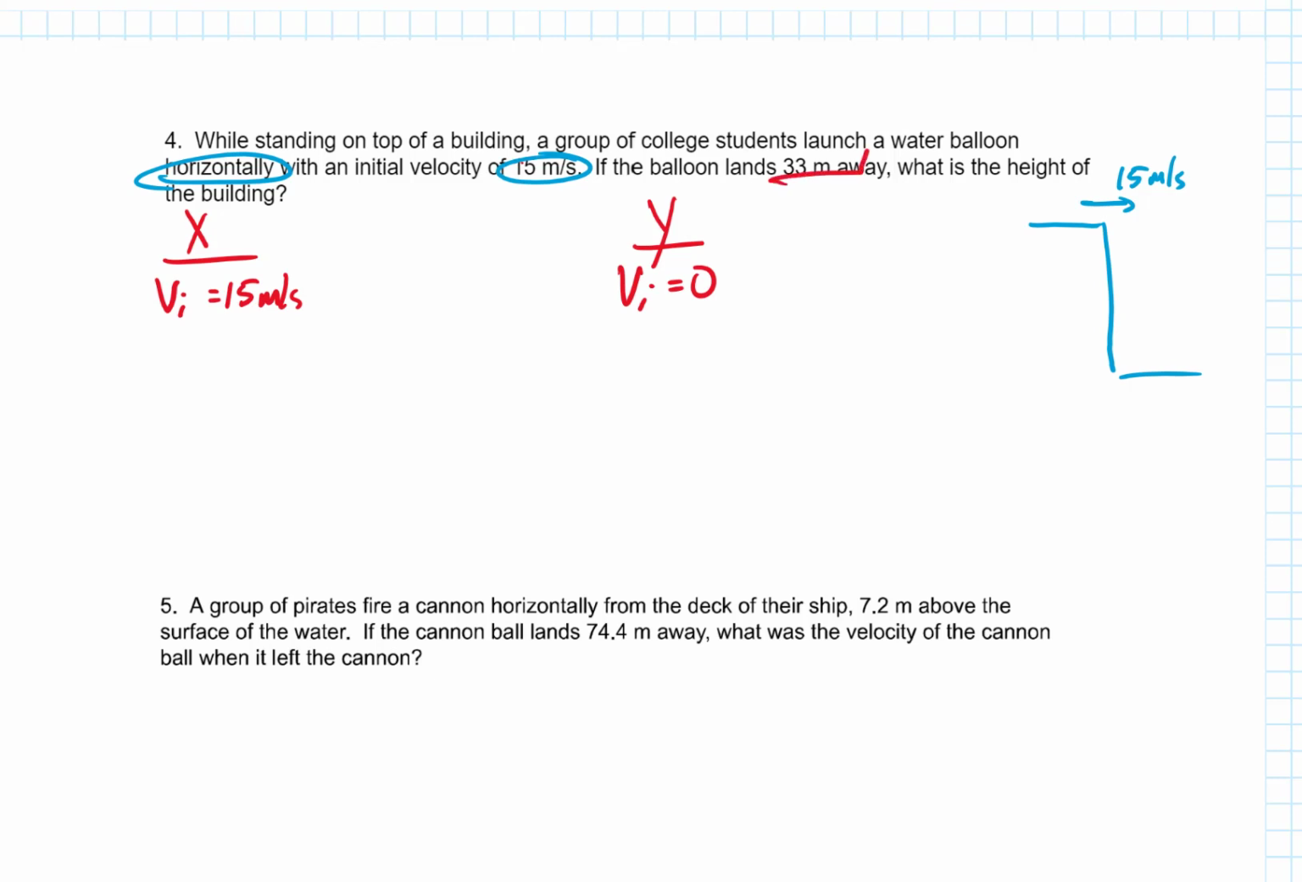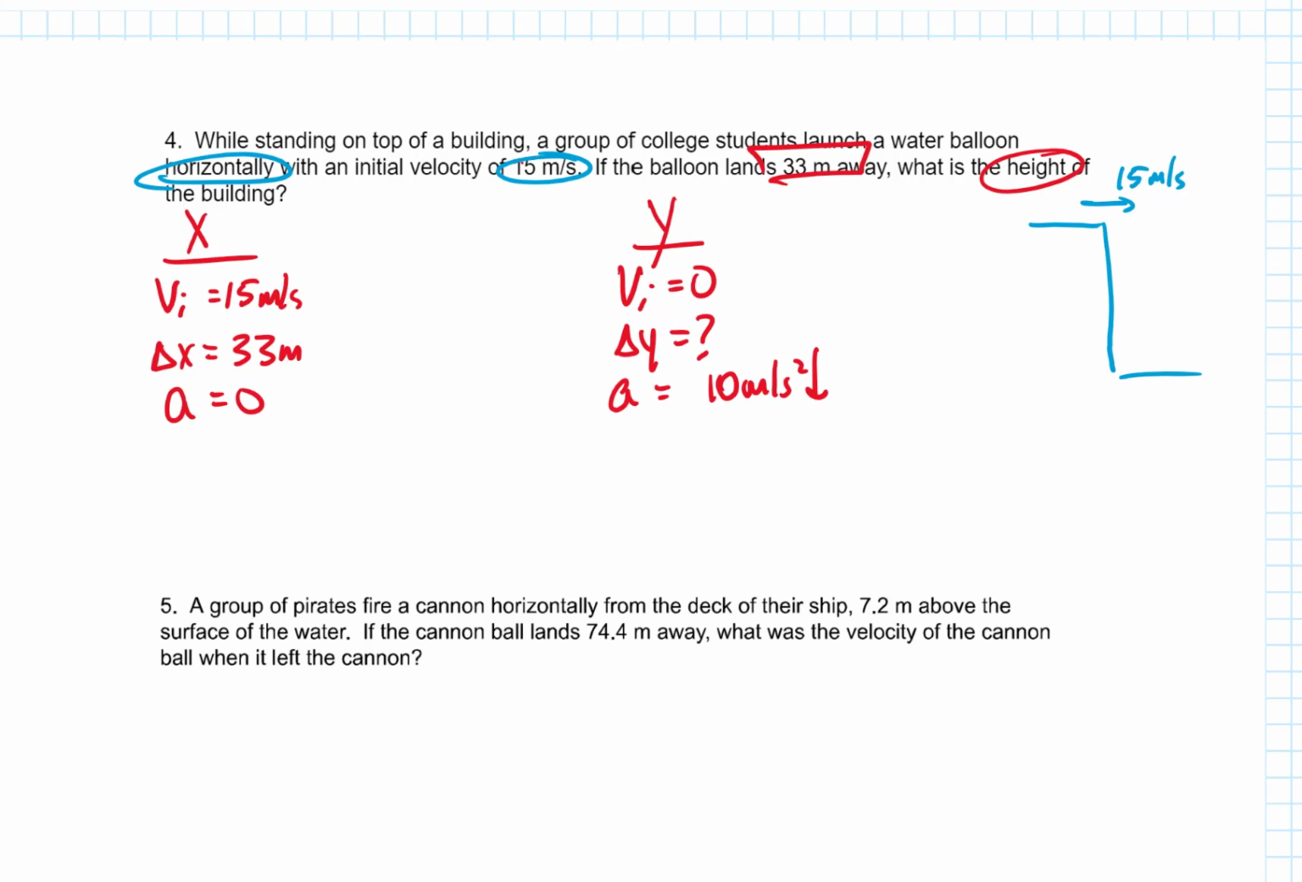The balloon is going to land 33 meters away. That is our delta X, 33 meters. And I want to know what's the height of the building. That's the delta Y. I want to know that. Now, for both of these, we know the acceleration. The acceleration in the X is 0, and the acceleration in the Y direction is 10 meters per second squared down.